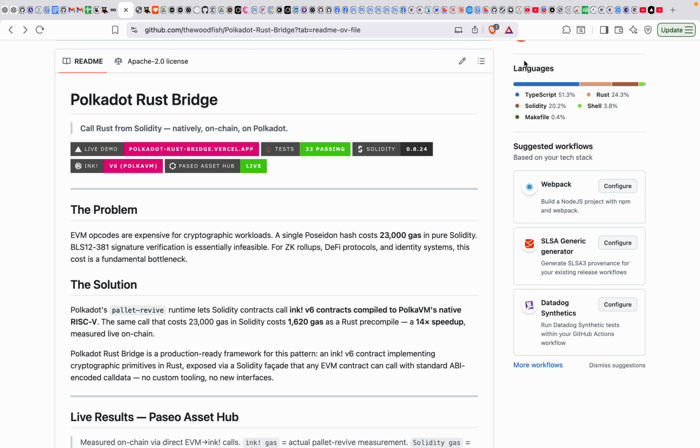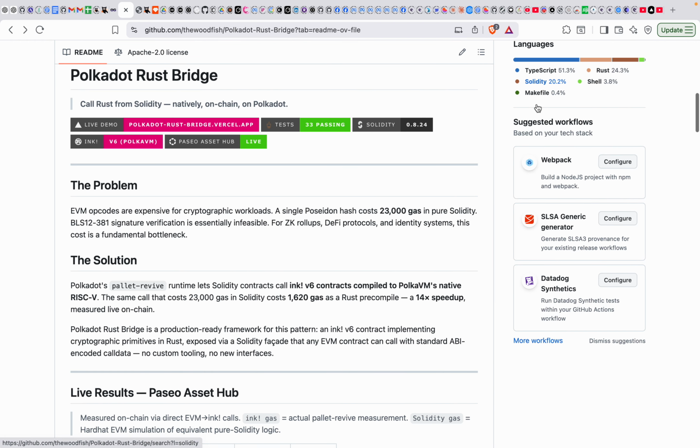I want to talk about a tax that every ZK protocol and every DeFi app doing on-chain cryptography pays every single day, and a way to eliminate it. And that tax is EVM compute cost. Ethereum's virtual machine was designed for financial logic, not cryptographic workloads.